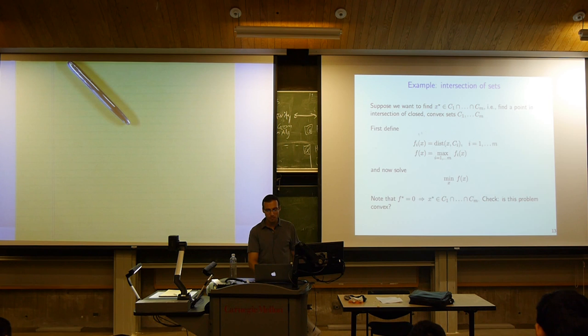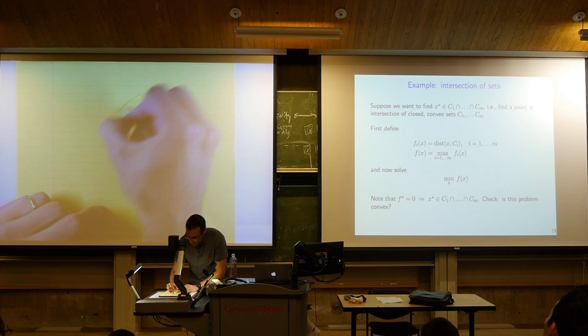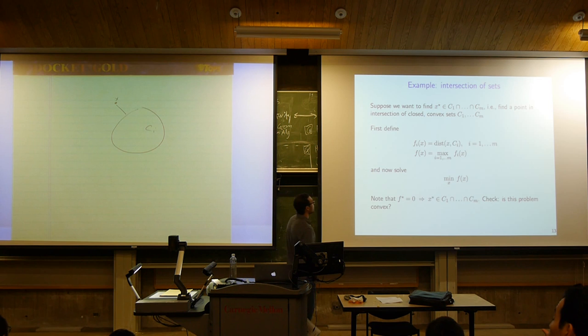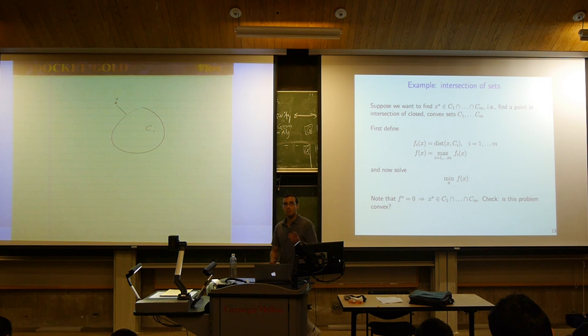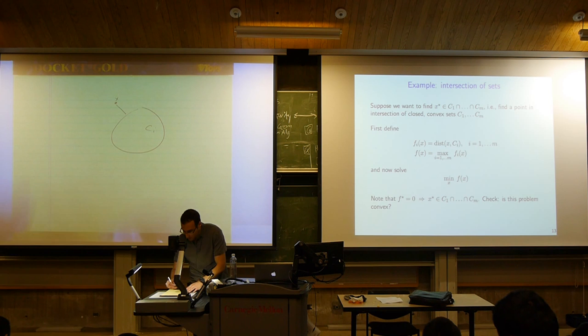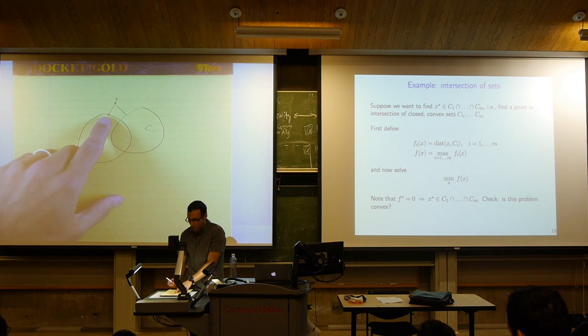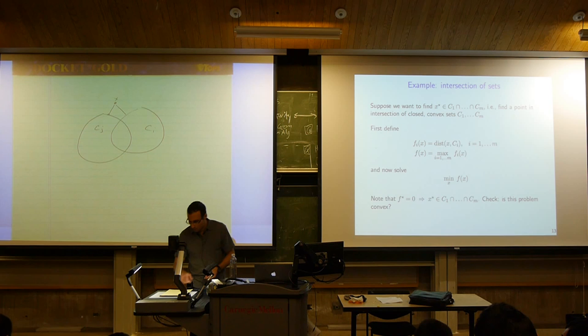Let me draw you a picture. This is Ci. This distance function gives you the distance between any point x and Ci. And we're going to define f of x to be the maximum of these m functions, f_i of x. So it's the maximum distance of x to any of the sets in our collection, C1 through CM. Let's suppose this was Ci and this was Cj. Then the distance function for Cj is this one, the distance function for Ci is that one, and f of x is the maximum of these two. As I drew it, it looks like they're about the same.